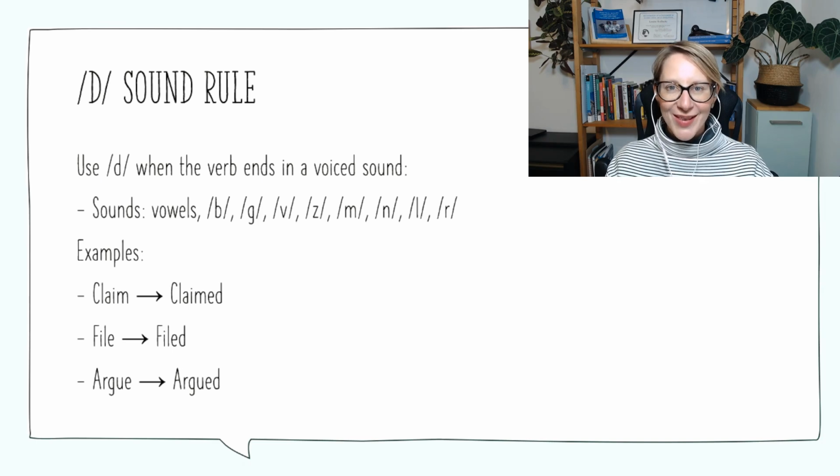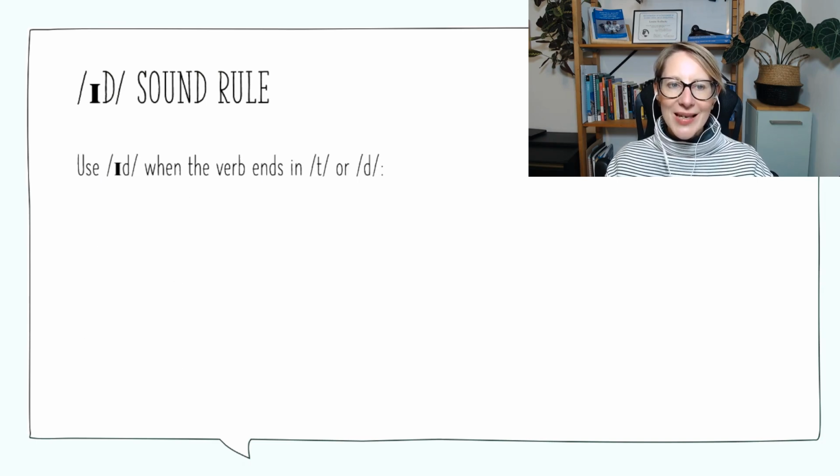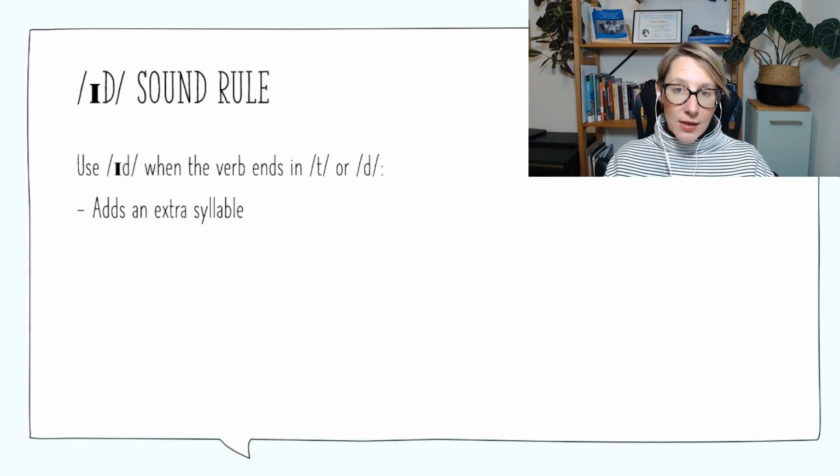Let's move on to the next rule, the id sound. Okay, we use the id sound when the verb ends in a T or a D. It adds an extra syllable. This is the ending that a lot of beginners, when they start learning English, use on every single ED ending. So it makes them say things like, I claimed in the court, I filed the documents in court. And of course, it's the incorrect pronunciation for those words.